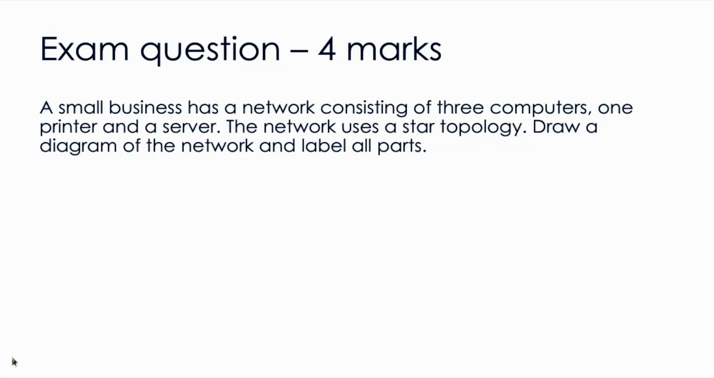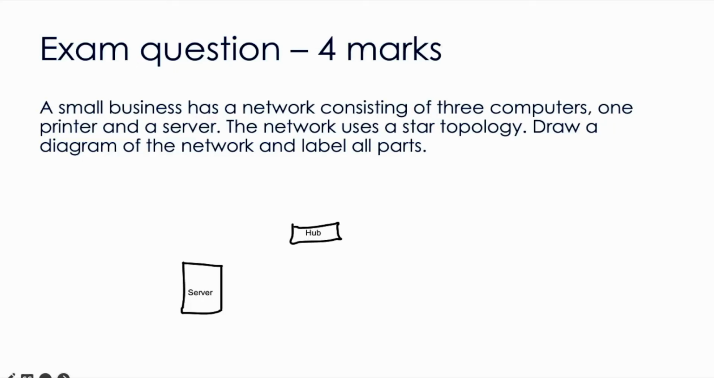So an exam question now of 4 marks. A small business has a network consisting of 3 computers, 1 printer and a server. The network uses star topology. Draw a diagram of the network and label all parts. If I'm drawing this, I'm going to start with the server. I'm going to place a server in there, which is probably one of the most important things, if not the most important thing, in my star network.